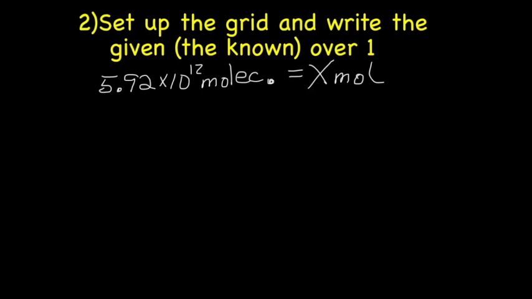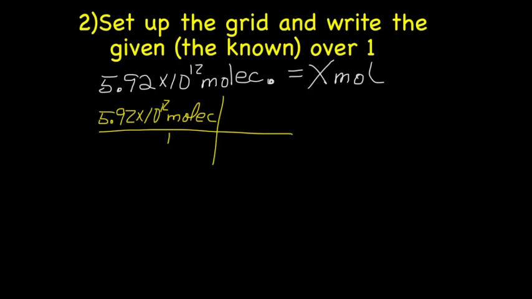Okay, next step is we set up the grid, or the T-chart, and write the given over 1. So we know our given is 5.92 times 10 to the 12th molecules over 1. Easy enough.